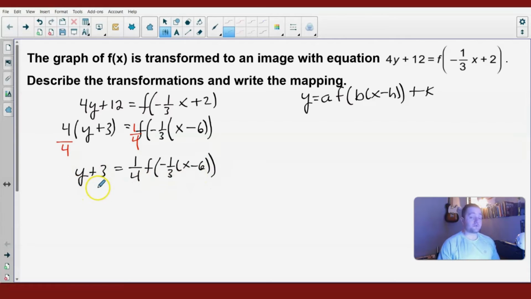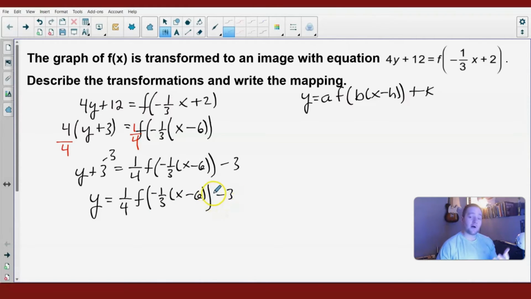And then the y is still not by itself on the left-hand side. We have this 3, so I'm going to subtract that now from both sides, and that's like my k value. So I have y equals 1 over 4 f of negative 1 over 3 x minus 6, minus 3. All right? So now we've got it rearranged. Probably the hardest part of this is being able to rearrange it, and it's such an important skill. The next part is just describing what this actually means.